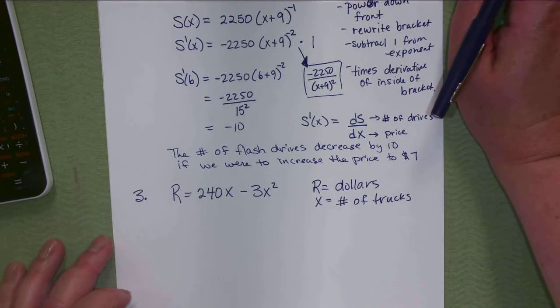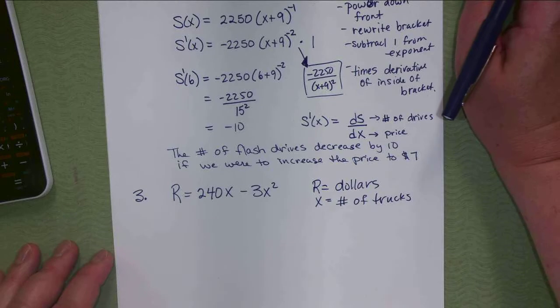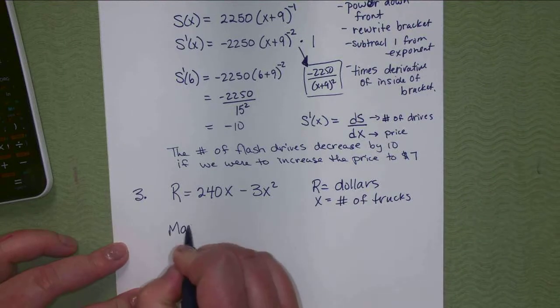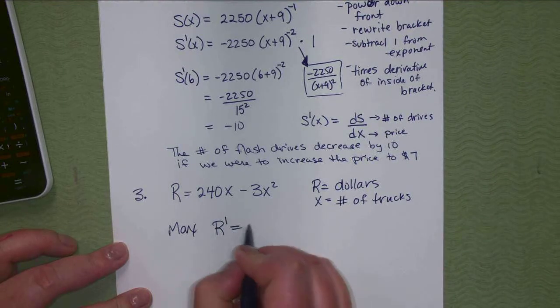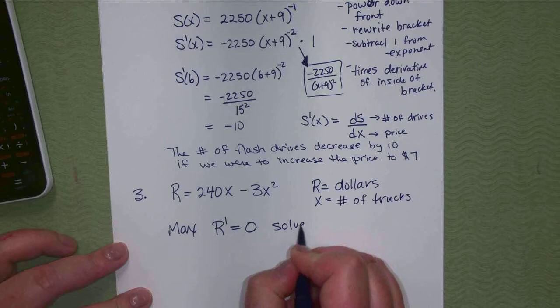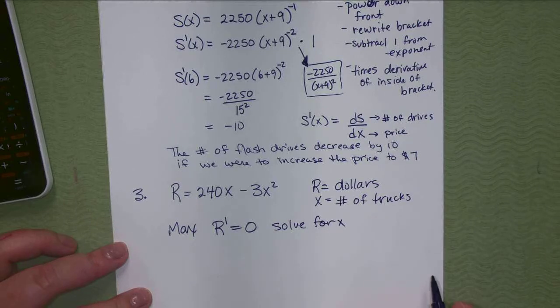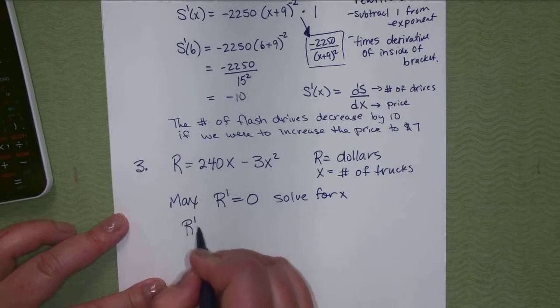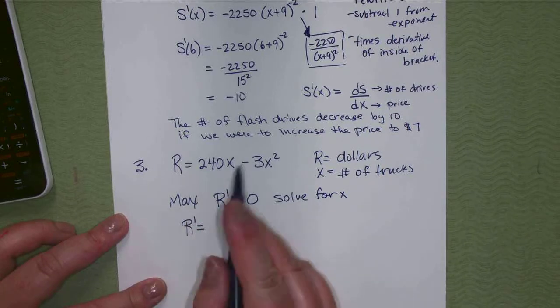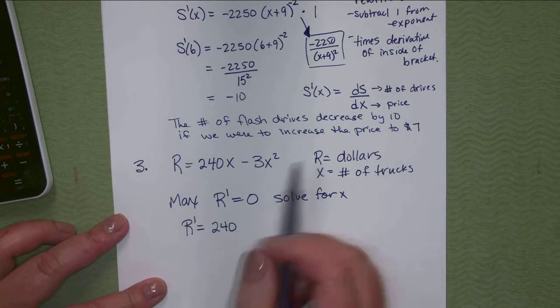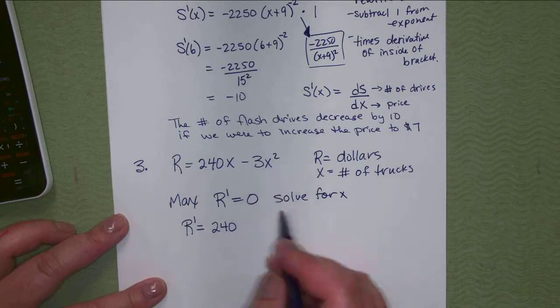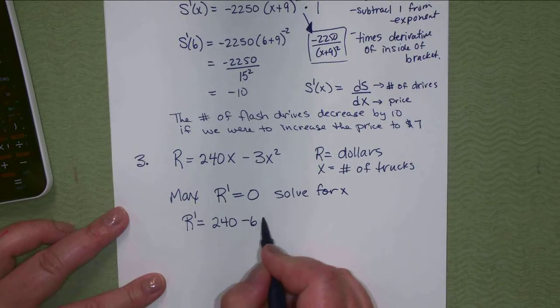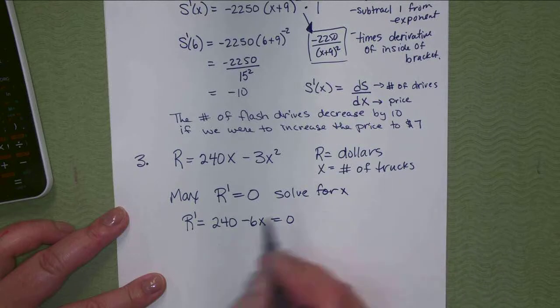So how do we maximize something? Yeah, right. So to maximize, we take the derivative and set it equal to 0 and solve for x. Right, so what is our derivative? Derivative of 240x is 240. Derivative of minus 3x squared, bring the 2 down front, so minus 6x. Set that equal to 0.